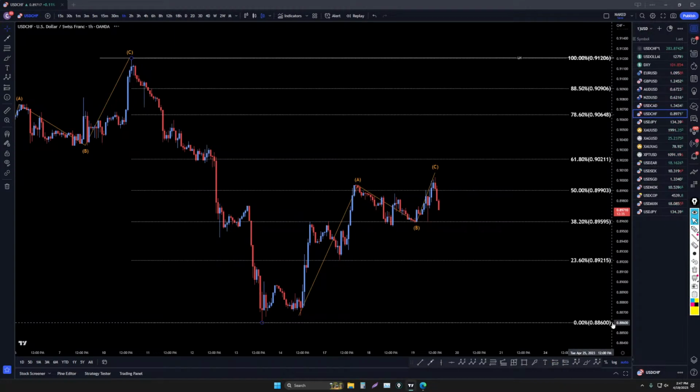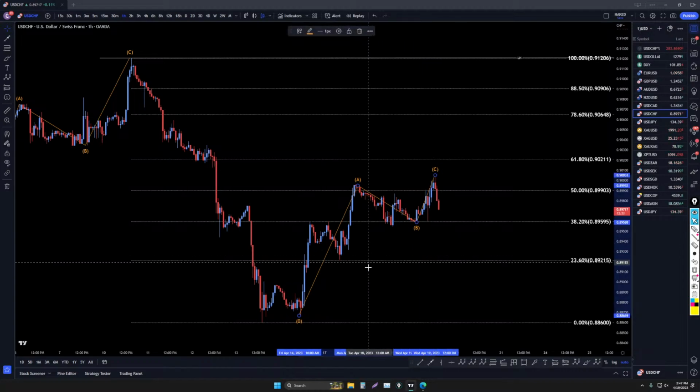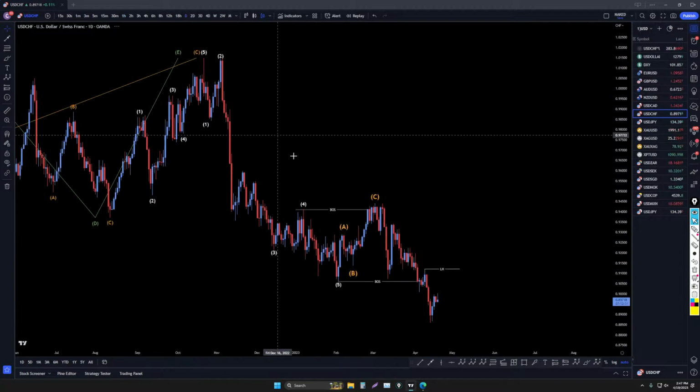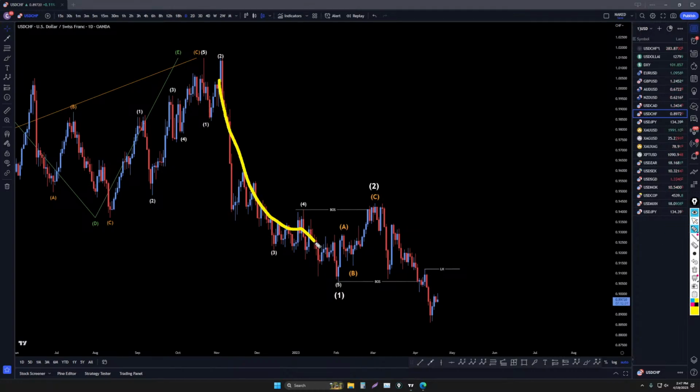So US dollar Swiss, ooh, look at that. That's looking real nice. So let's go back up to the daily time frame. US dollar Swiss, I think this whole first move down is a 1. I think this is an A, B, C of 2, especially looking at the monthly time frame. I think we're in a wave 3 right now.